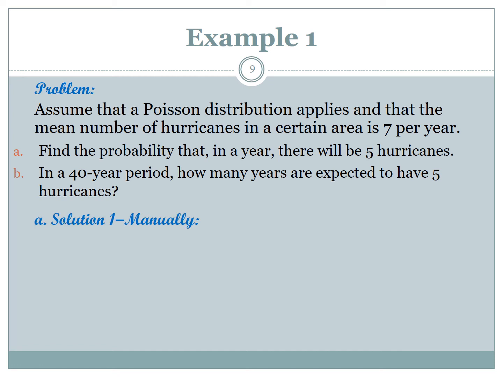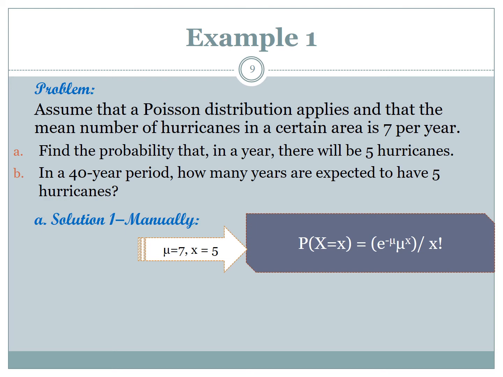So let's go to solution number 1 for part A. We can do this manually. Manually here means that we're going to just substitute in the formula. So we need the two values, mu and x, and we will just substitute them into the formula. The formula was e to the minus mu. So now it becomes e to the minus 7, mu is 7, times 7 raised to the 5th power, since x is 5, and then 5 factorial is in the denominator.